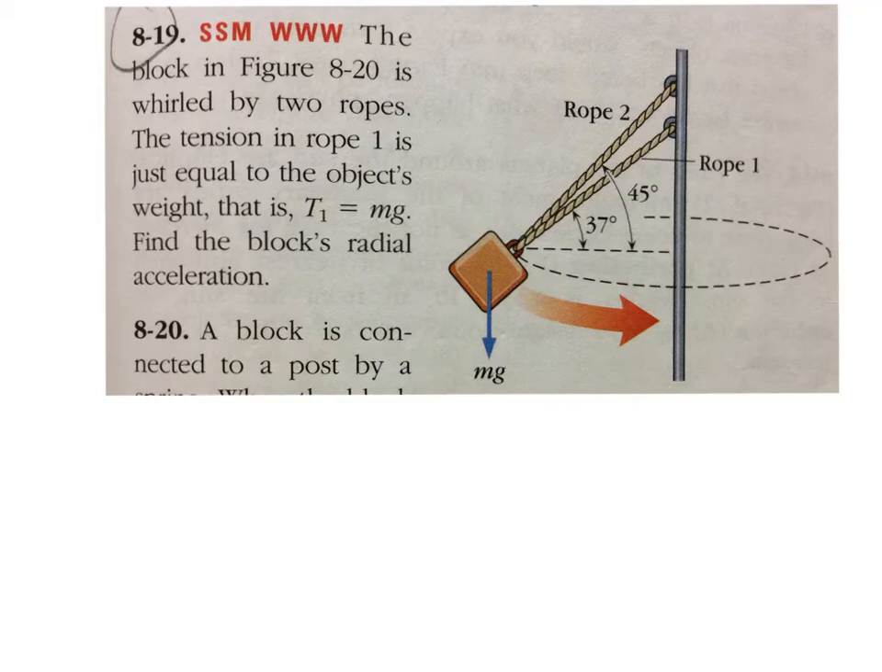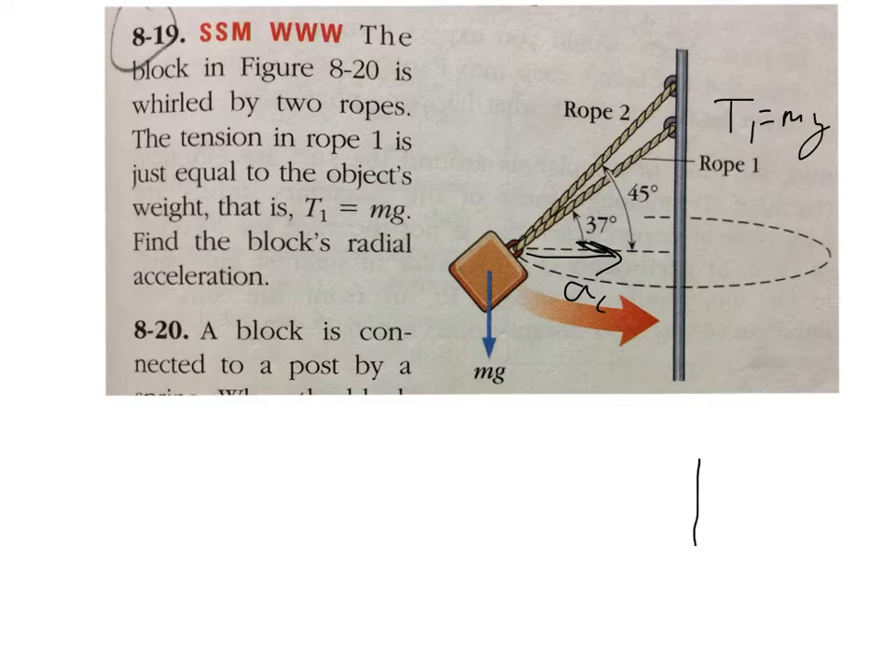All right, so the block is whirled by two ropes. The tension in rope one is just equal to the object's weight. So T1, we can see that T1 is mg, so we know that. Find the block's radial acceleration. So we want to find this a sub c.